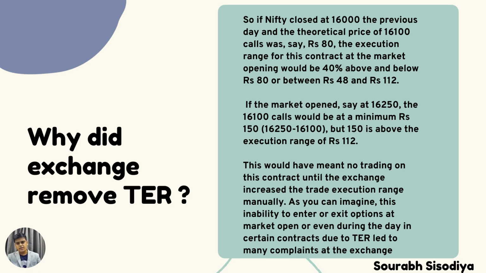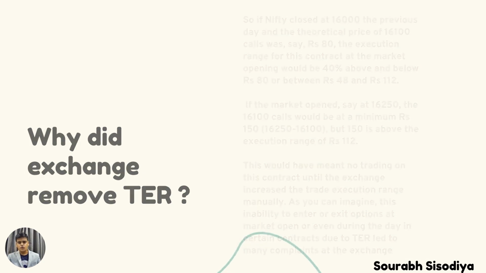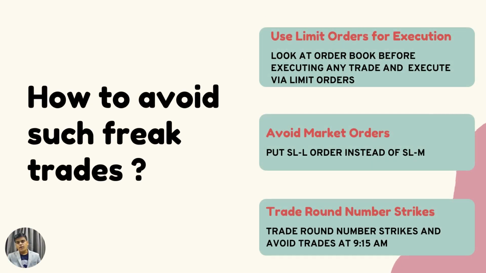So a lot of traders were protesting, especially on expiry day. Most of the time, the option used to freeze. So a lot of traders were protesting, asking to please remove this execution range. And globally, across all exchanges, they don't have any execution ranges, right? It's a free market. You can trade at any price you want. So the exchange decided to remove this trade execution range. But due to this, we are seeing a lot of freak trades.